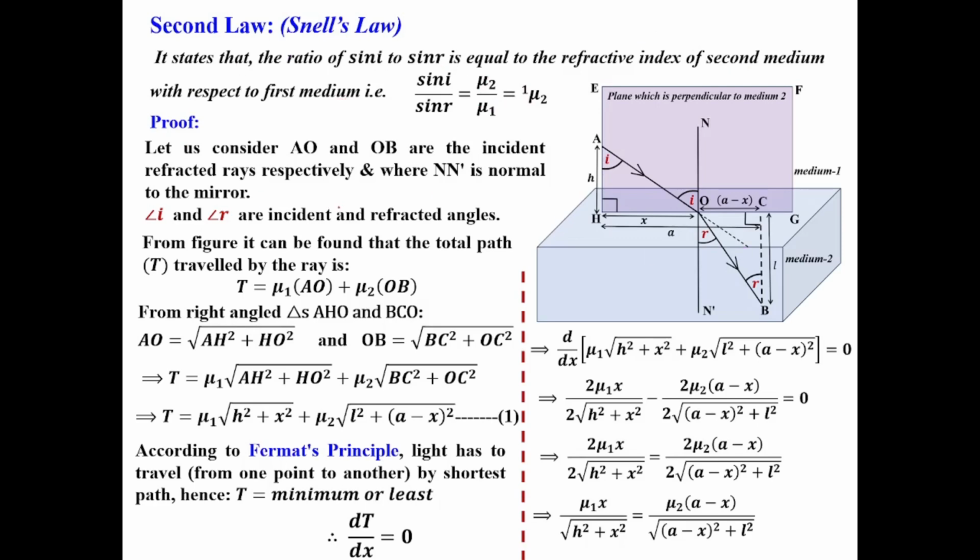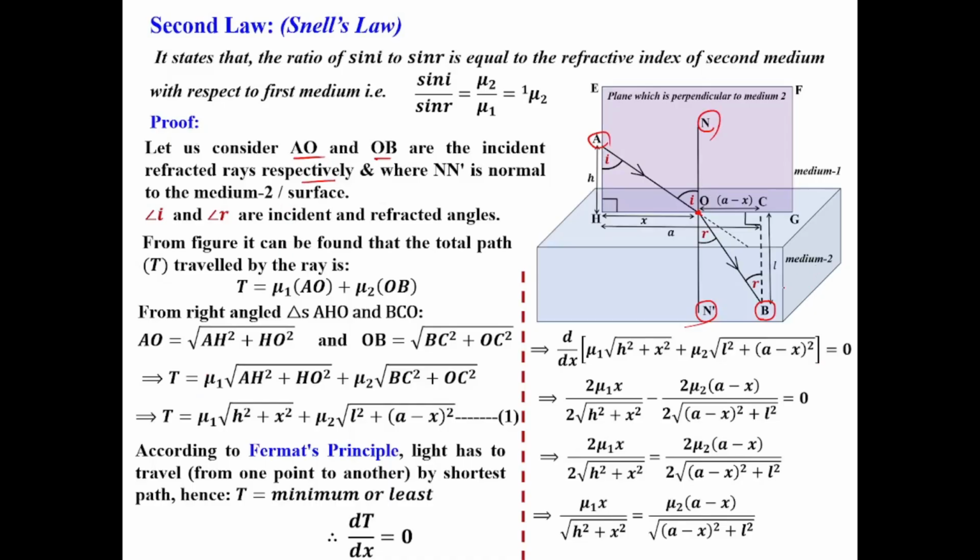Here, consider AO and OB as the incident and refracted rays respectively, from A to O and from O to B, where N dash is the normal to medium 2, or the normal to the surface. Just wait, I have to correct it. Here, normal to medium 2 or surface.